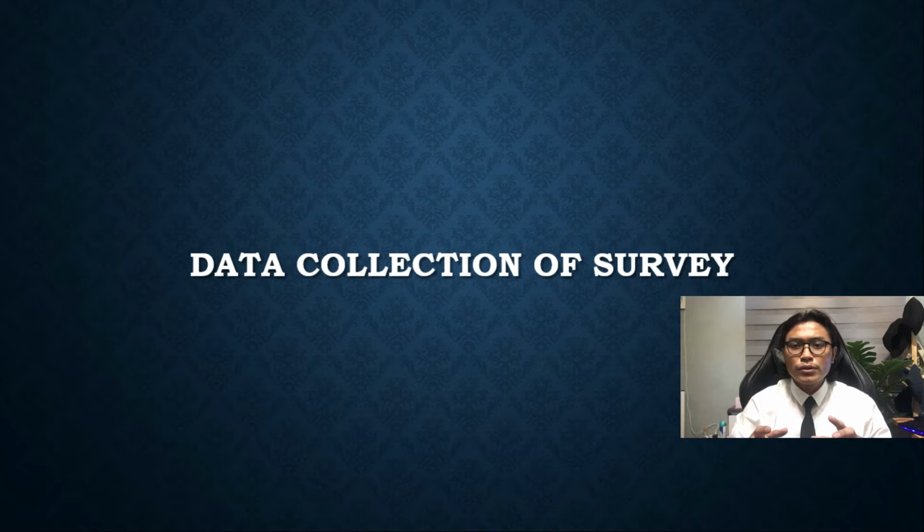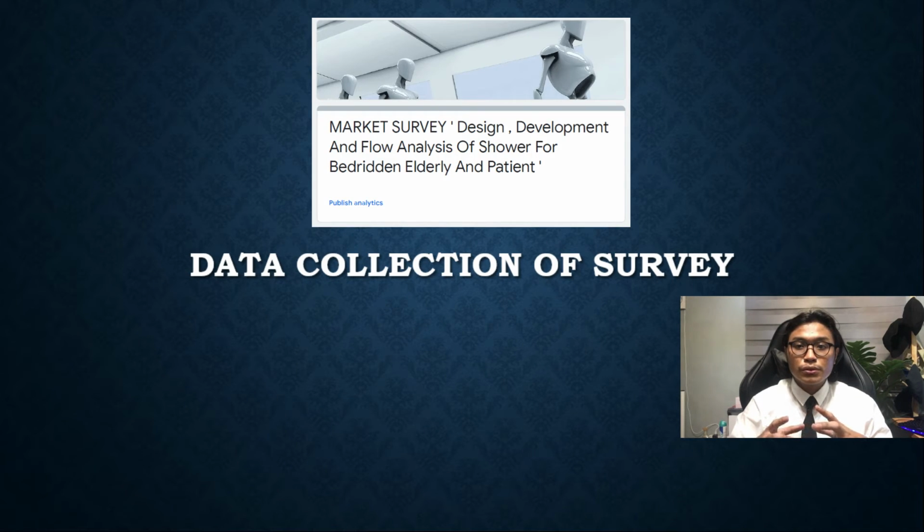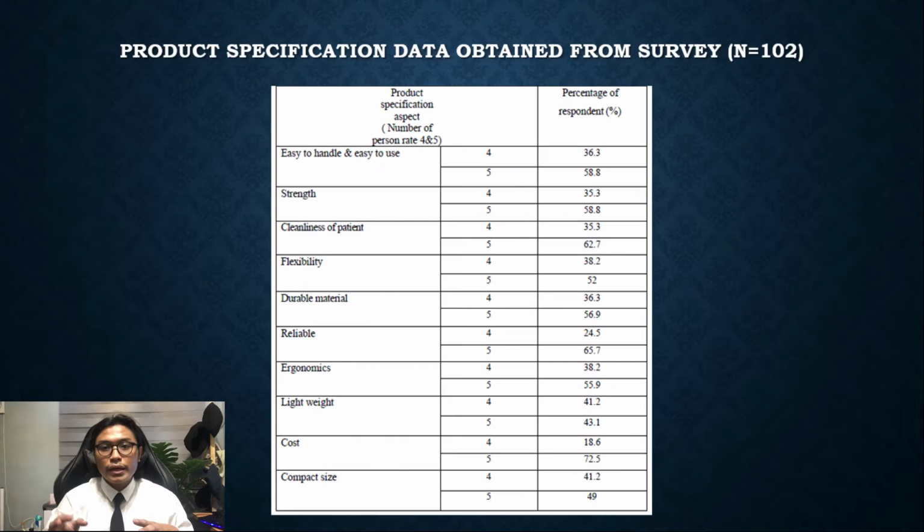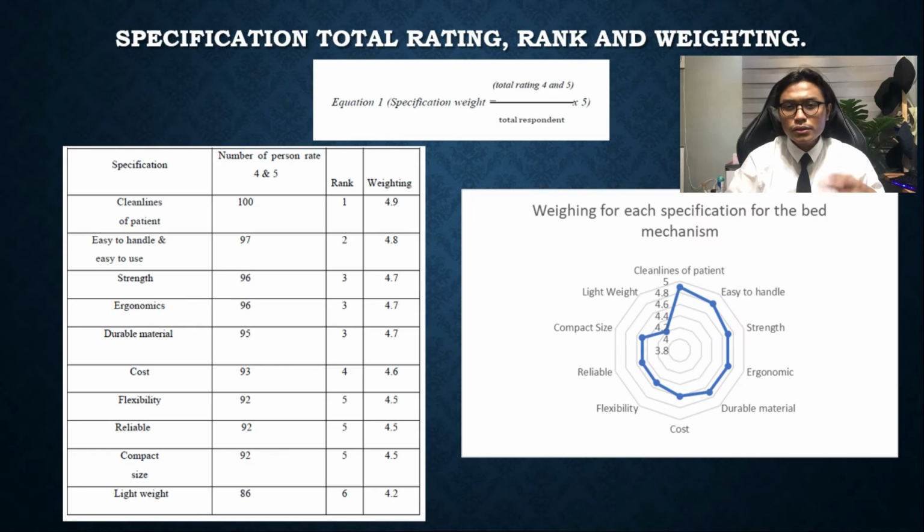For the first slide, I want to share about data collection of the survey. The survey method is by using Google Form. The survey questions are distributed to social media like WhatsApp, Facebook, and Instagram. All the collected data are exported as a CSV file and transferred directly to Excel. Obtaining 102 respondent results took almost 2 weeks. So the first data is demographic data, the second data is marketing, and the third data is product specification. So the next slide is specific total rating, rank, and rating.